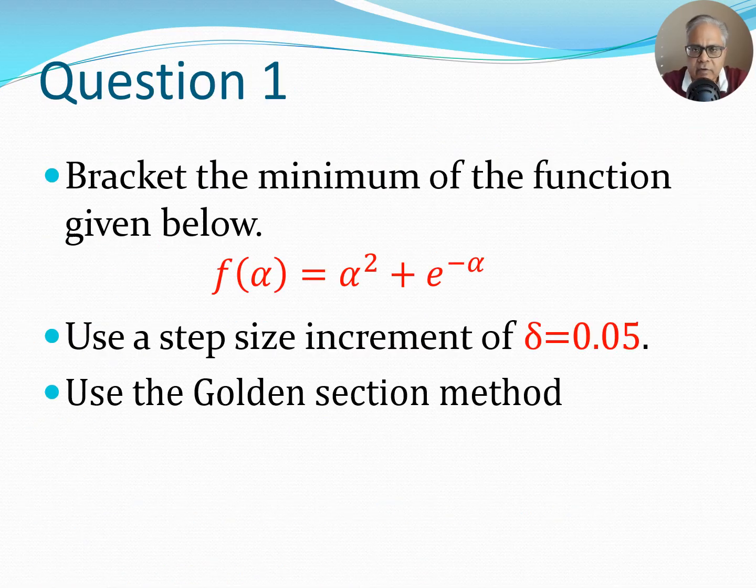So let us present our first question, and this question is: bracket the minimum of the function given below. We have been dealing with this function for a long time. Essentially it's a square form plus the exponential part. We are asked to use a step size increment of delta equal to 0.5 and use the golden section method.